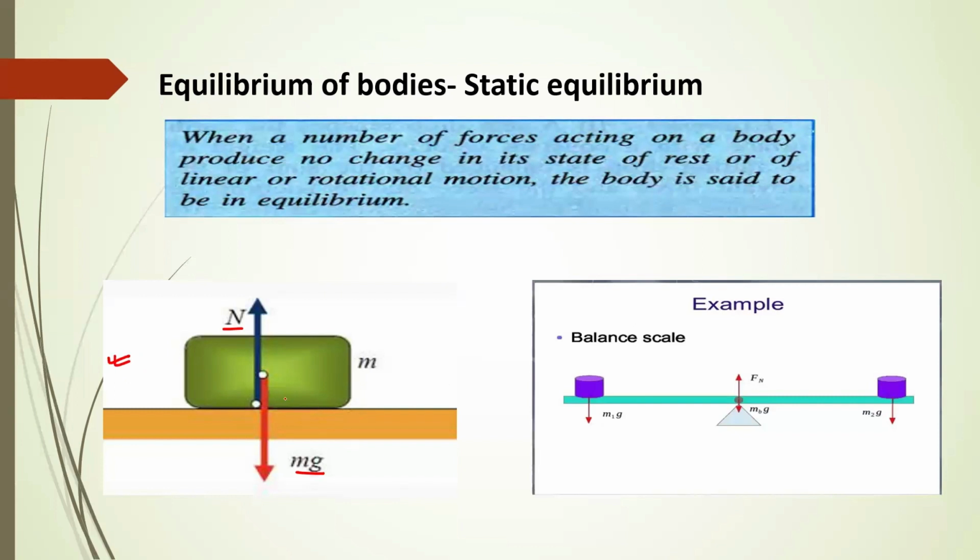Now there are two forces acting on the body. First is the weight of the body which is acting vertically downward, and the next force is a normal reaction force which is acting vertically upward. Now these two forces being equal in magnitude but opposite in direction, the resultant force on the body is zero. So the body is still remaining in a state of rest. In that case, I say the body is in static equilibrium.